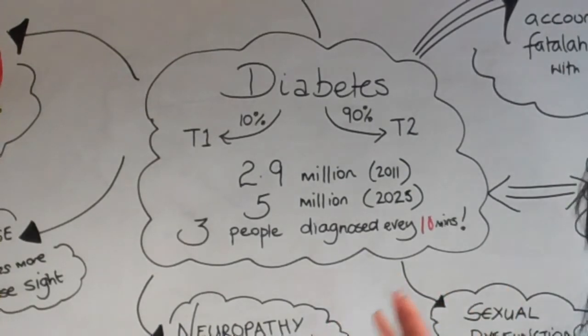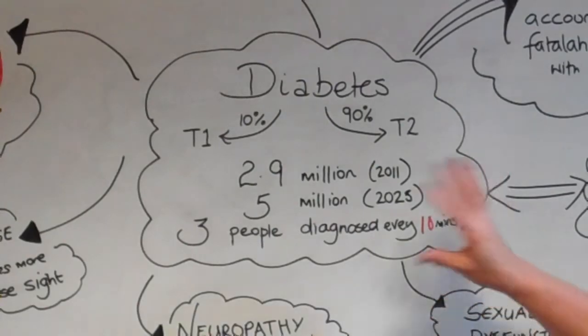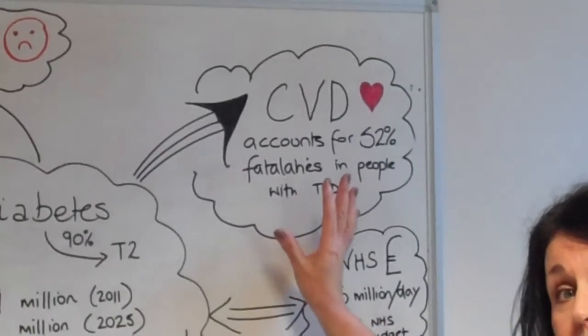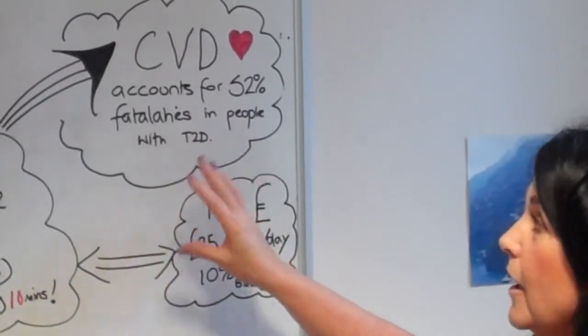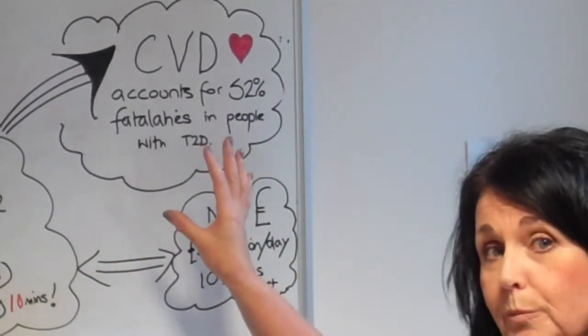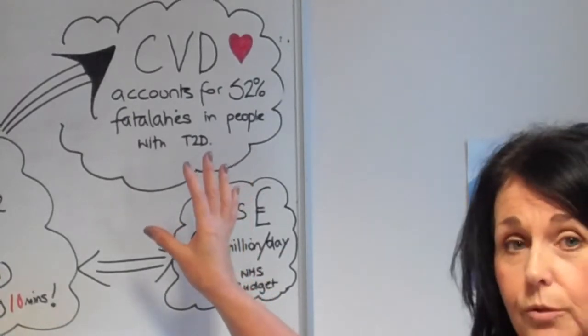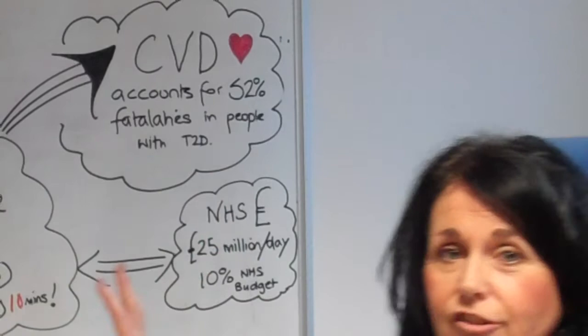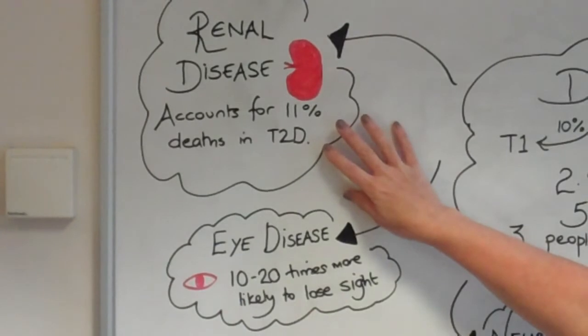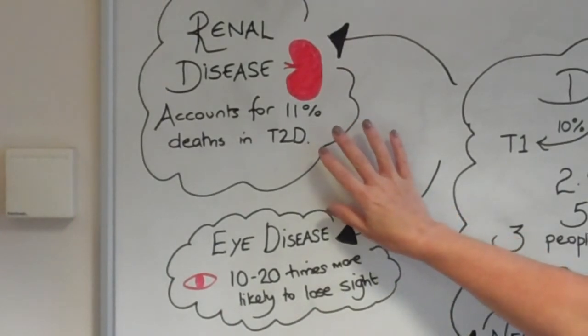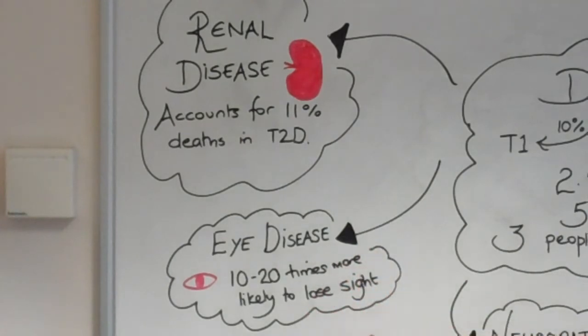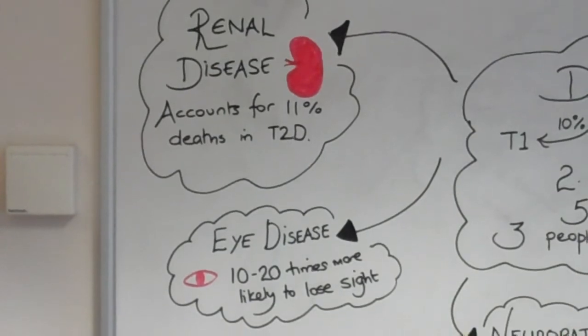As we're aware, diabetes can lead to lots of complications. Diabetes and cardiovascular disease do in themselves come hand in hand. And cardiovascular disease can account for about 52% of fatalities in patients with type 2 diabetes. Other complications that we're aware of are renal disease. Renal disease accounts for 11% of deaths in type 2 diabetes. Eye disease. People with diabetes are 10 to 20 times more likely to lose their sight than a person who doesn't have diabetes. Other complications, neuropathy.